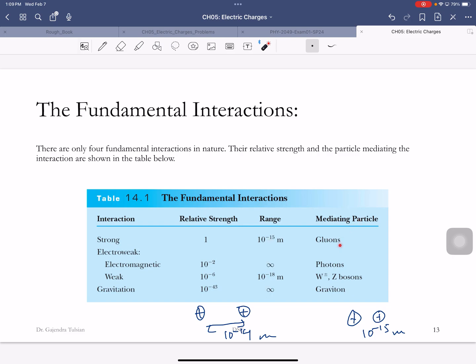Now in the quantum theory, interactions are mediated by particles called bosons, and bosons have integer spin. These are the particles that mediate the force. The strong force is mediated by gluons. The electromagnetic force is mediated by photons. The weak force is mediated by the W and Z bosons. And gravitation is presumably mediated by the graviton, but we haven't detected it.